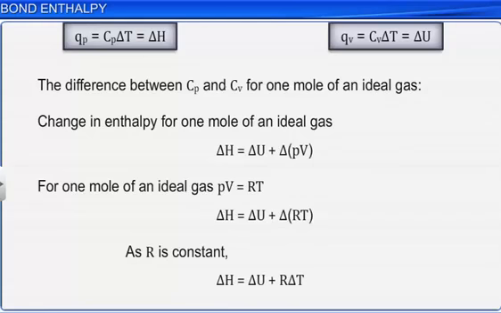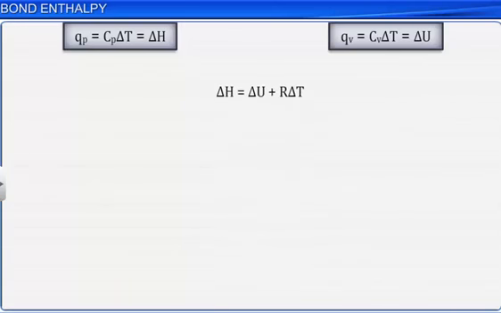On substituting the values of delta H and delta U in the equation, we get Cp multiplied by delta T equals Cv multiplied by delta T plus R delta T. Since delta T is equal to 1, we can write the equation as Cp equal to Cv plus R, or Cp minus Cv is equal to R.